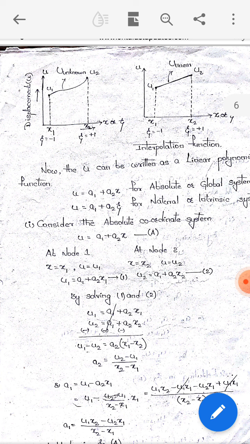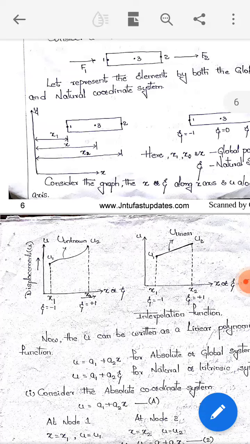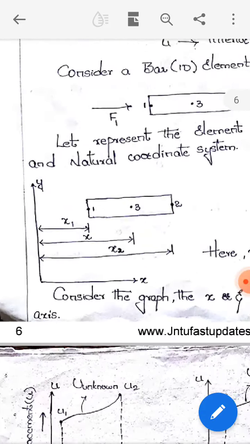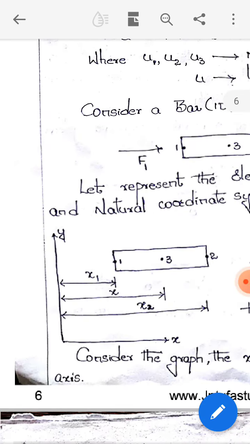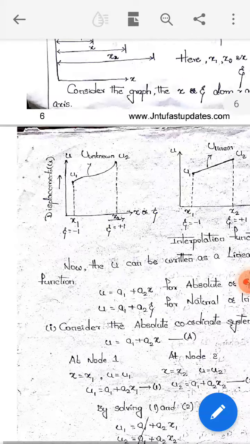So x is equals to x1, u1 are the boundary conditions, meaning the distances. The distance of the first node from the axis is x is equals to x1. The displacement at that point is u1. Similarly at node 2, x is equals to x2 and the displacement of node 2 is u is equals to u2. That's what we have taken here.